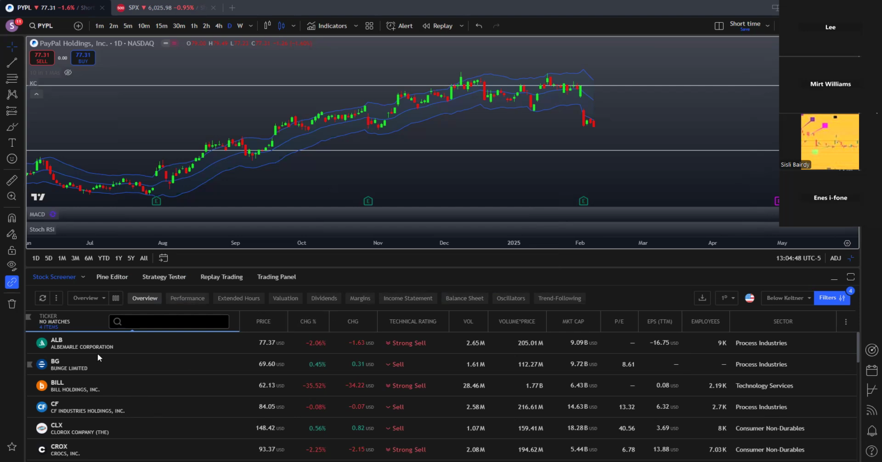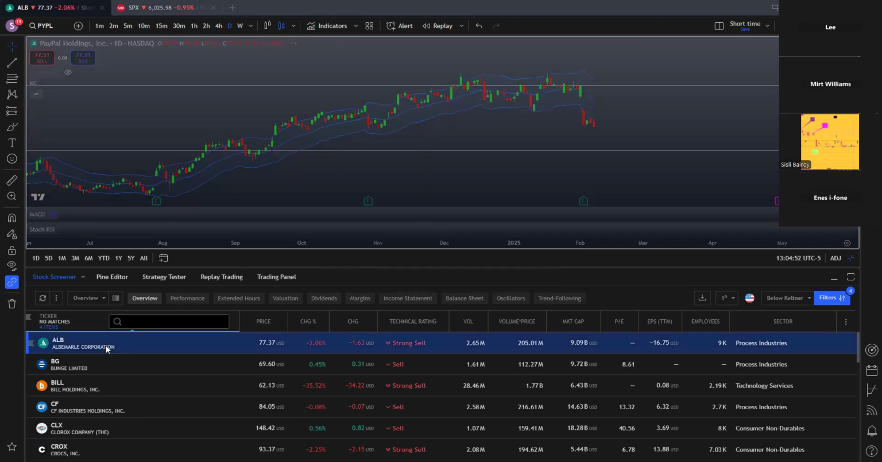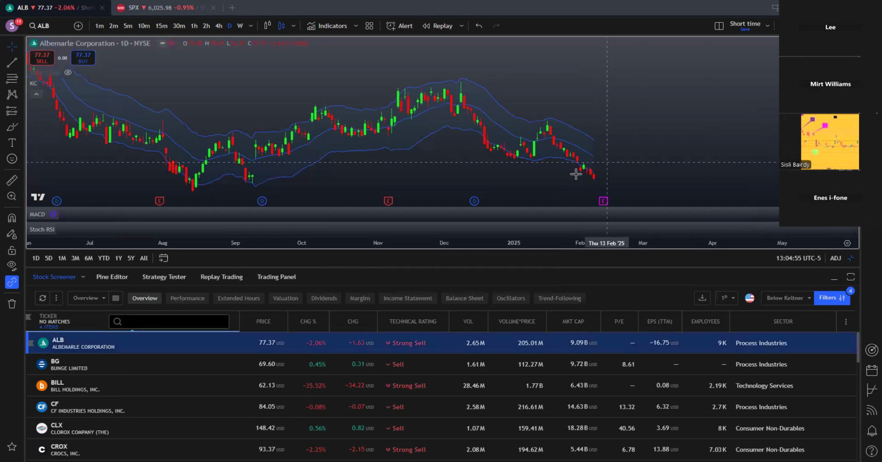We're going to go through these and see if each one of these is below the Keltner channel, and hopefully I didn't mess it up too much. So we're going to go to ALB. And as you can see, ALB is below the Keltner channel. I look to the left. I see a nice area where it popped up before, a nice pivot here.